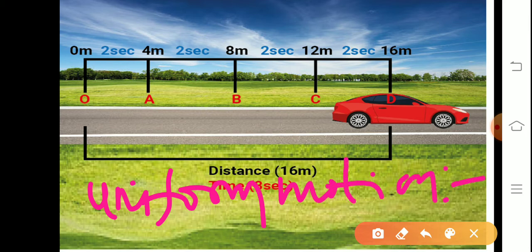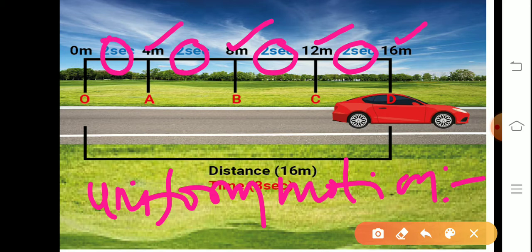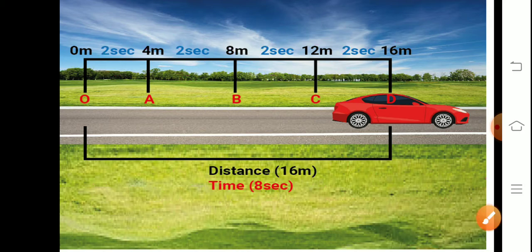A body is said to have uniform motion when it covers equal distances in equal intervals of time. Let me say again, a body is said to be in uniform motion when it covers equal distances in equal intervals of time. Okay, let me take one example.